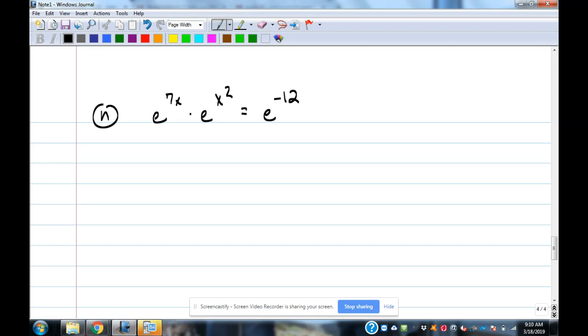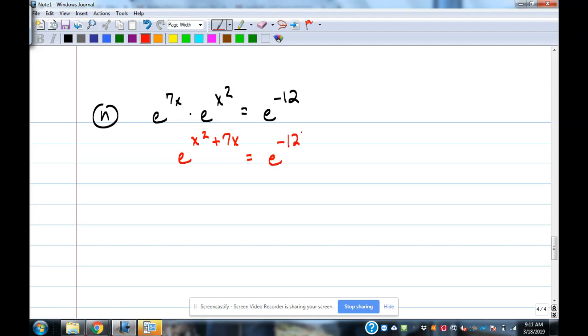So we've got to think exponentially here. Exponent rules and all those things are in the game. Anybody tell me what to do with it? Do I multiply 7x times x squared? Why do I add? Yeah, it's multiplying a power times a power, and the rule for that is add the exponents. So on the left side, we end up with e to the x squared plus 7x. I just wrote in that order because that's the way we normally write a polynomial, in descending order. And on the other side, we've got e to the negative 12.